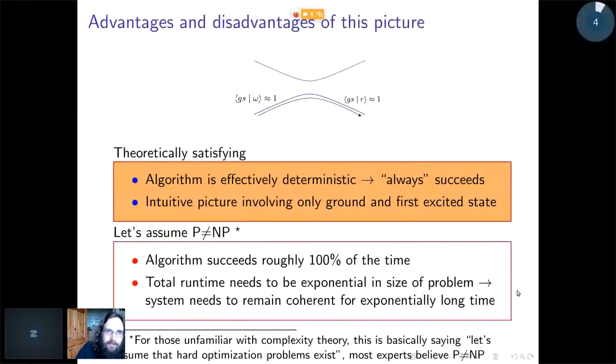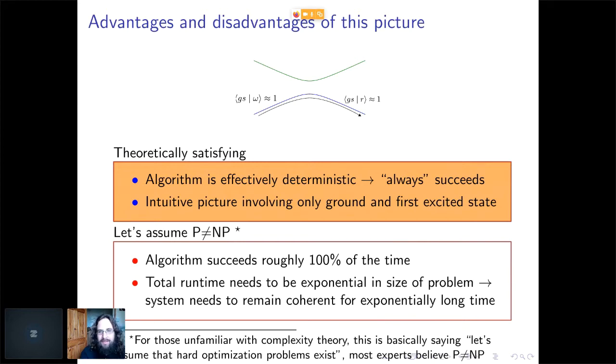So this picture has some advantages and some disadvantages. The advantage is it's theoretically satisfying. The algorithm is effectively deterministic. If you wait long enough, you can think of it as always succeeding. You can always get 99.9, 99.99. In theory, you can always make your success probability arbitrarily high by just doing a single run that's longer.